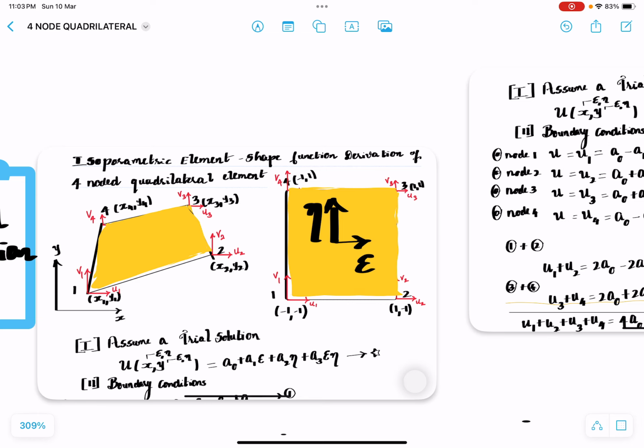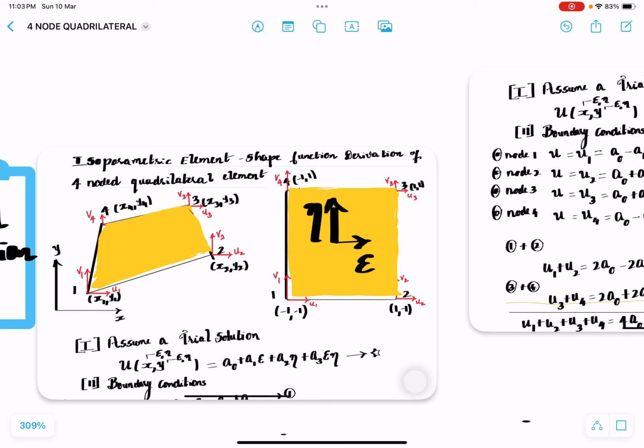Keep in mind that the actual stresses we have to compute are for the quadrilateral element, not for the master element denoted by epsilon and eta. We are using this master element only to come up with the shape functions in a very easy fashion. So it becomes easy for you to derive the strain displacement matrix, and thereby coming up with the finite element formulation for this particular element becomes easy, and that's the reason why you go for isoparametric formulation.